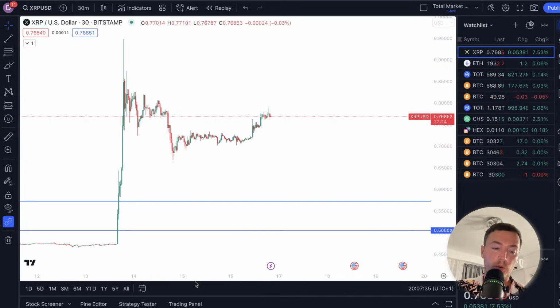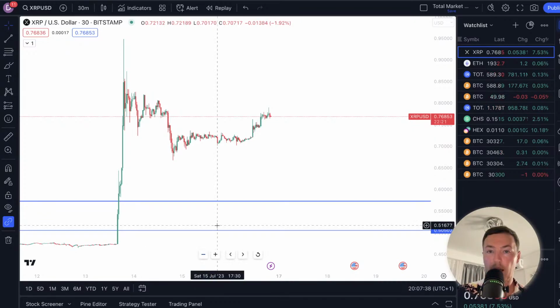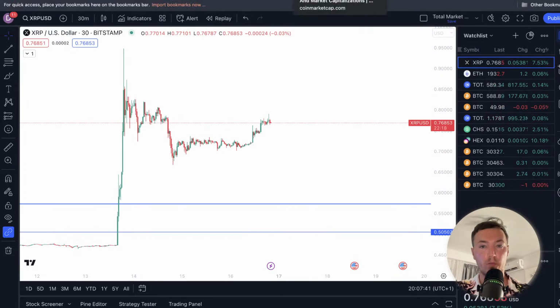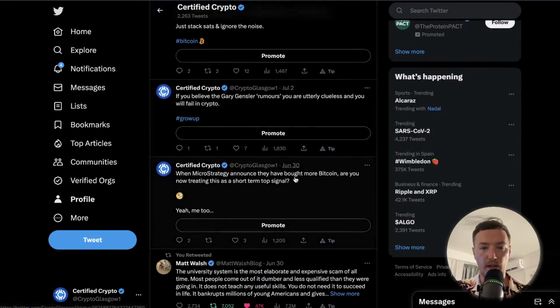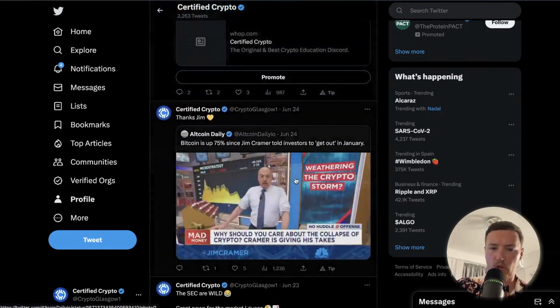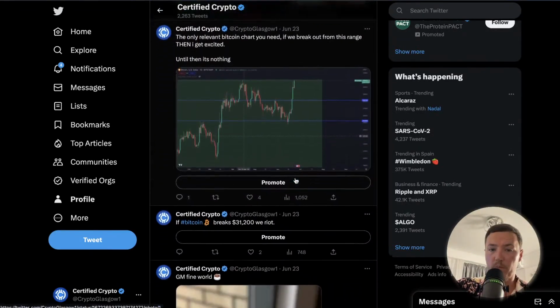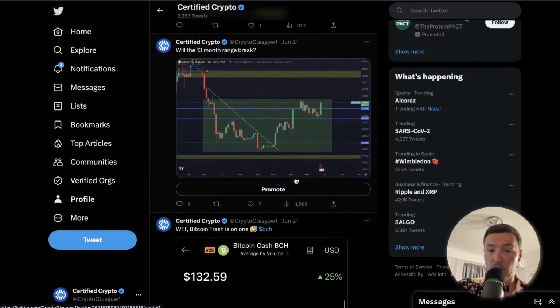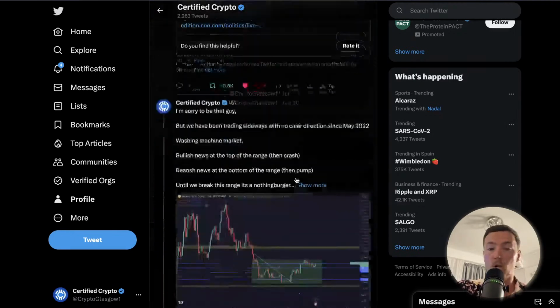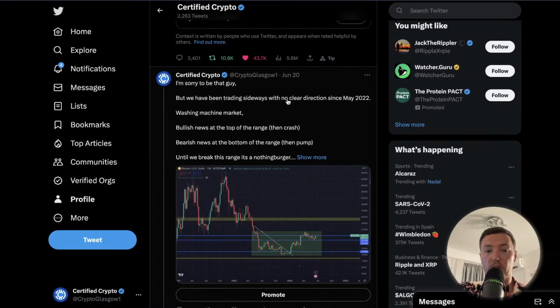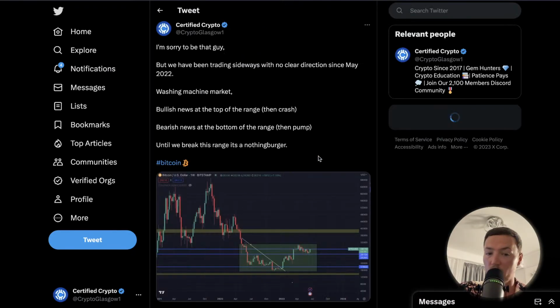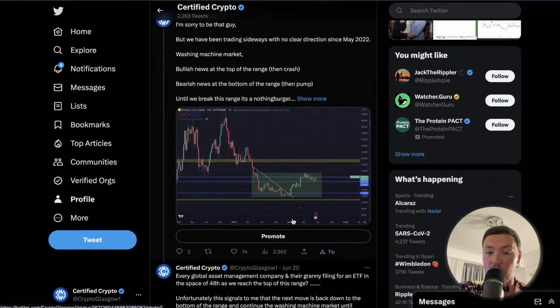What's the lowest you reckon Bitcoin will go during this period until the Bitcoin halving? I believe it's already bottomed. I do believe it's bottomed, and again, I'm sure I posted this on Twitter, that Bitcoin has already bottomed, in my opinion. That doesn't mean that it's full on bull market. I've been posting this for months on the channel. I'm sorry to be that guy, but we've been trading sideways with no clear direction since May 2022. Washing machine market. Bullish news at the top of the range, then crash. Bearish news at the bottom of the range, then pump. Until we break this range, it's a nothing burger.